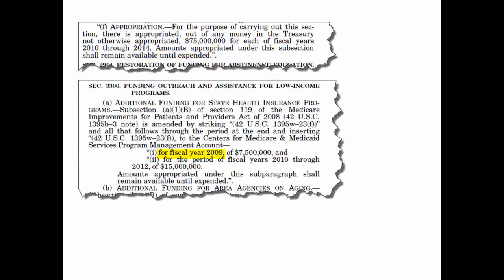In this example, note that the first phrase we encounter looks deceptively like an annual appropriation for each of fiscal years 2010 through 2014. But then the magic "available until expended" phrase is added at the end. Here, "for fiscal year 2009" looks like an annual appropriation. And "for the period of fiscal years 2010 through 2012" looks like a multi-year appropriation. But we get "available until expended" language at the end.